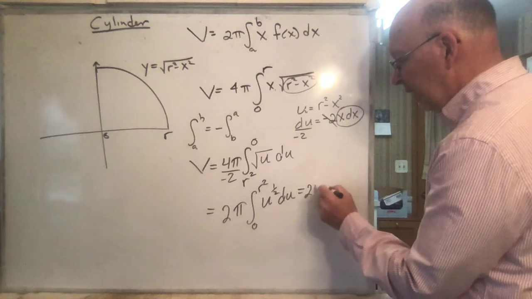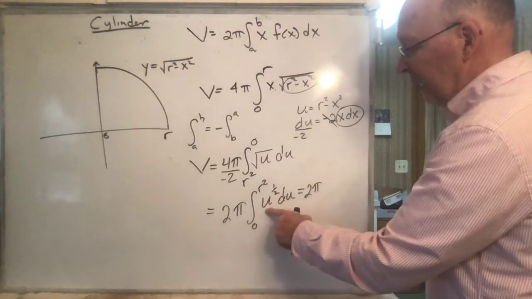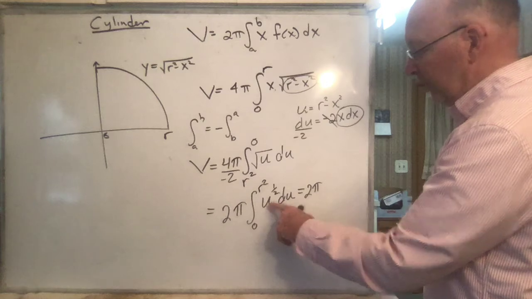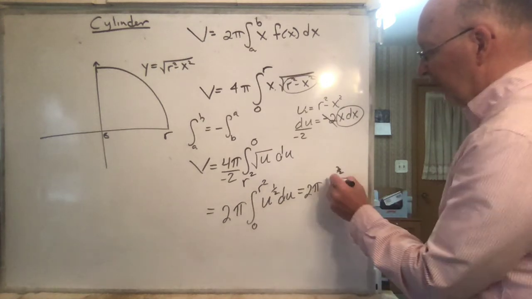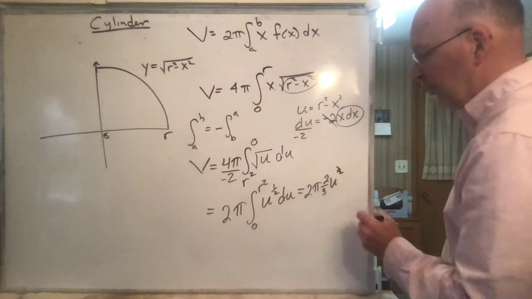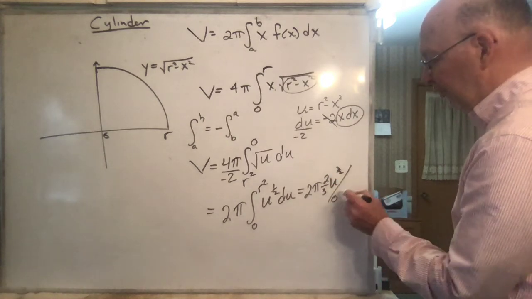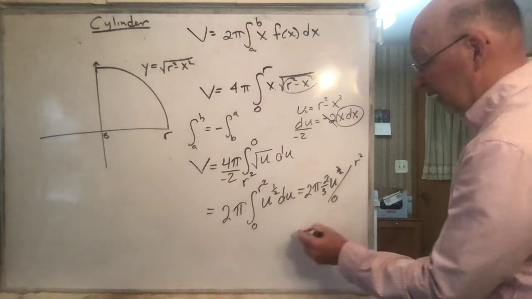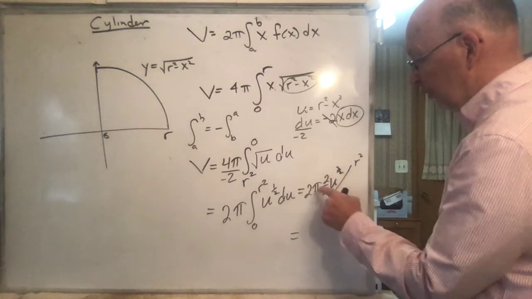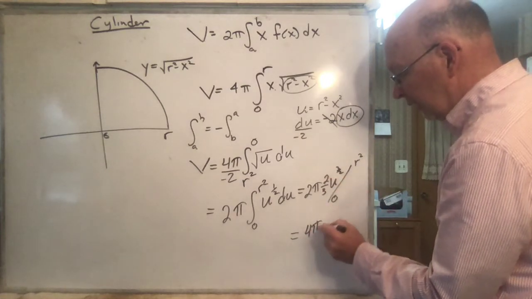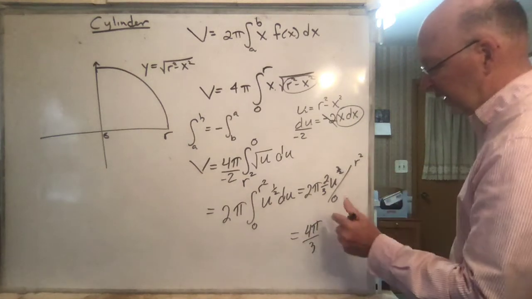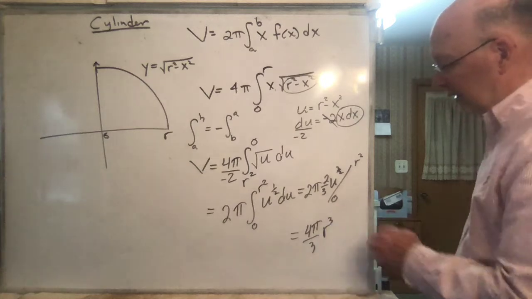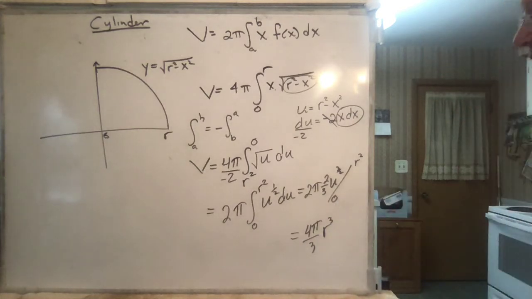You're going to get 2 pi. Now you're going to get the antiderivative of this. Antiderivative of u to the 1/2 is u to the 3/2 divided by 3/2, which is the same as multiplied by 2/3, all from 0 to r squared. So I have 2 times 2 is 4 pi over 3. The square root of r squared is r. That's going to give you r cubed. Boom, right there. Stick in a 0, you get a 0. So there's the volume of a sphere.